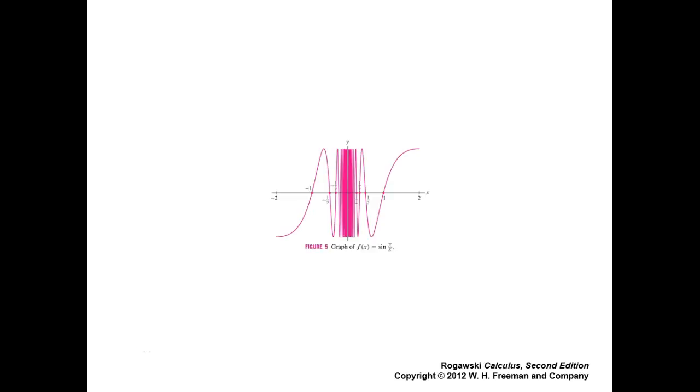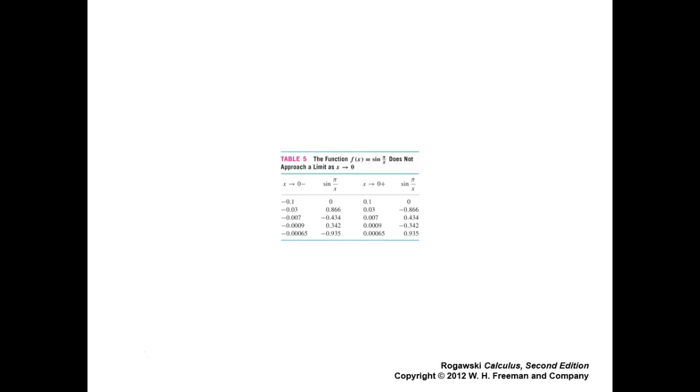So that graphically shows you it stays between plus and minus 1. The closer you get to 0, it just goes back and forth faster and faster.